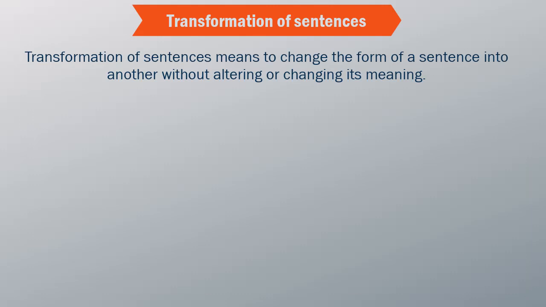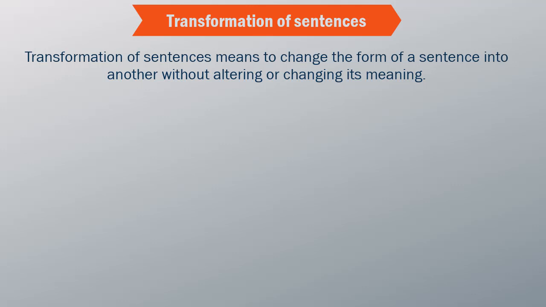All right, guys, so the very first thing you need to understand is, what does transformation of sentences mean? Like, before we do that, we must know what it means, right? So transformation of sentences is nothing but changing a form of a sentence into another, but the meaning should remain intact. The meaning should not change. So it's all about changing the form, the structure of a sentence into another without changing the meaning of the sentence. This is what transformation of sentences means.